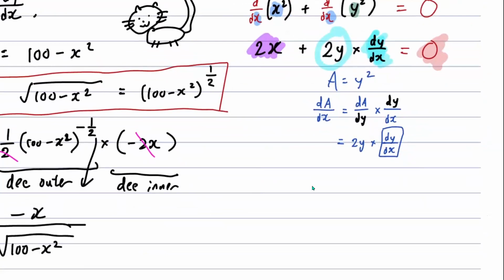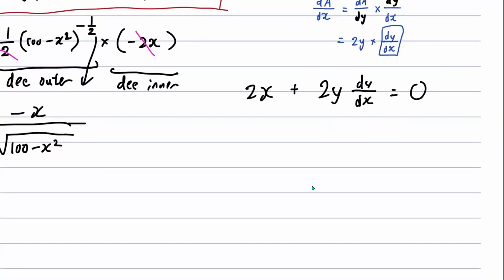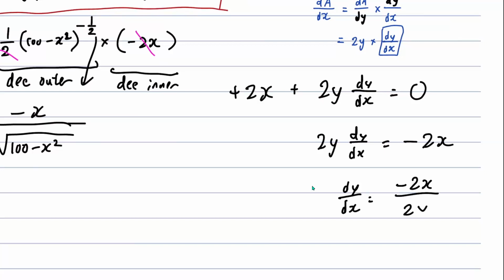Okay, good. So from there, let's just rewrite it neatly first. From there, you can make dy by dx the subject. How? 2y times dy by dx equals positive 2x, bring over becomes negative 2x. From there, dy by dx equals negative 2x over 2y. 2 and 2 cancel away, negative x over y.